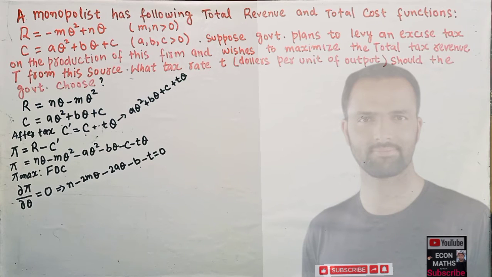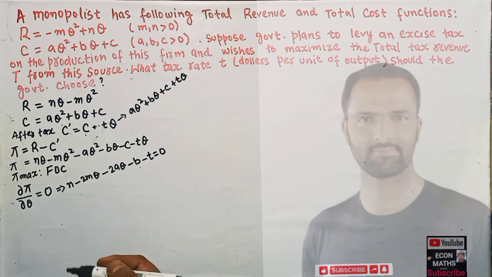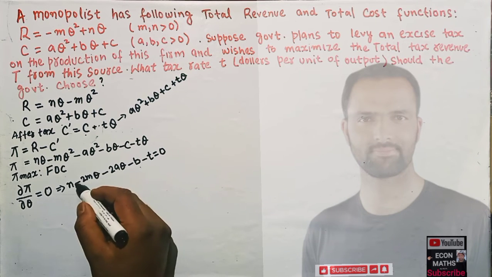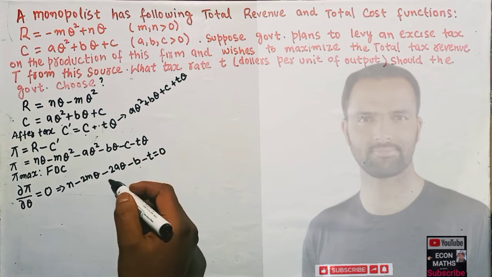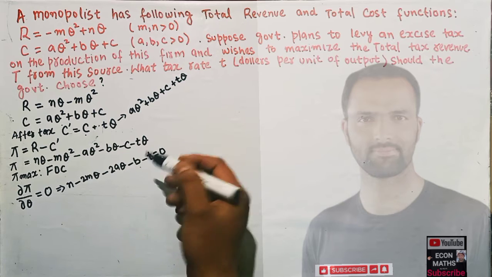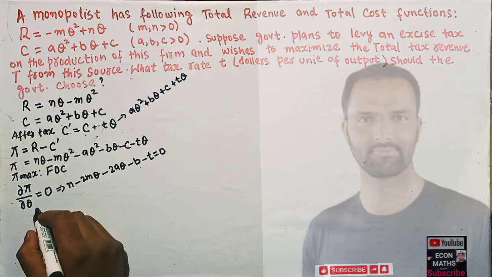This is the first order condition. Now, let us solve this very expression for q. If I transpose these two terms, minus 2mq minus 2aq, they will become positive. So let me write it like this.